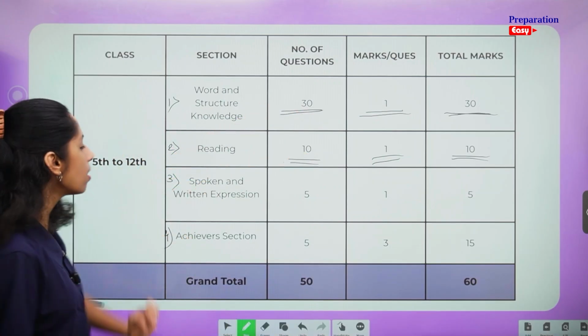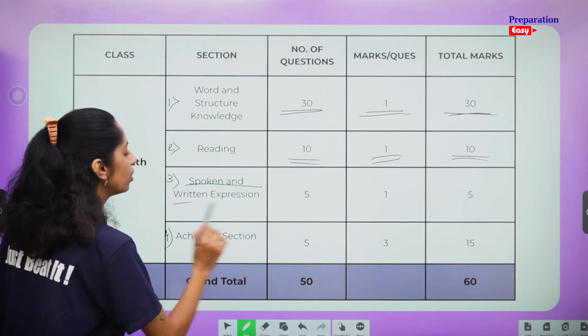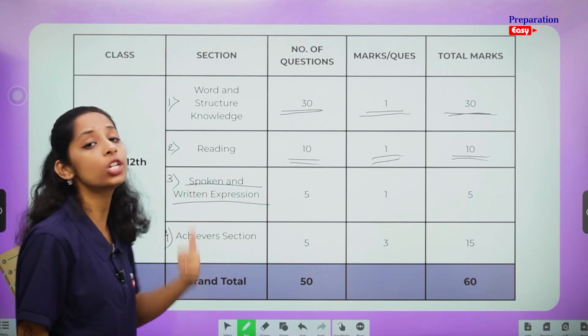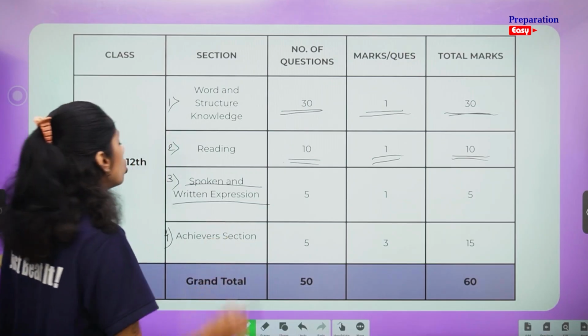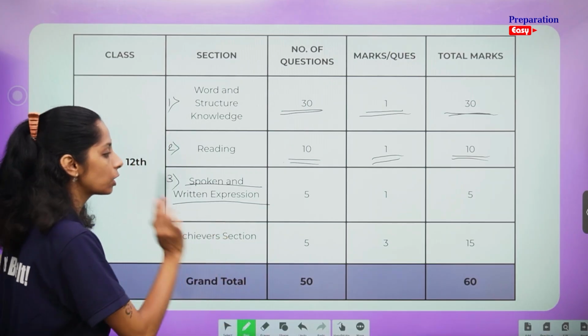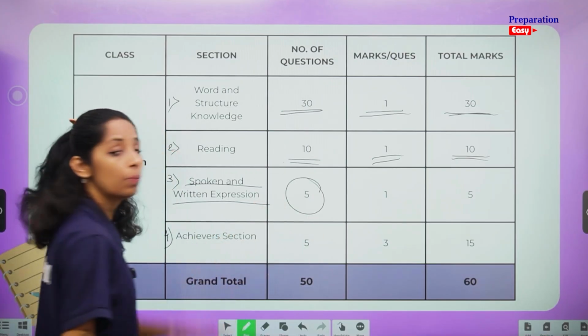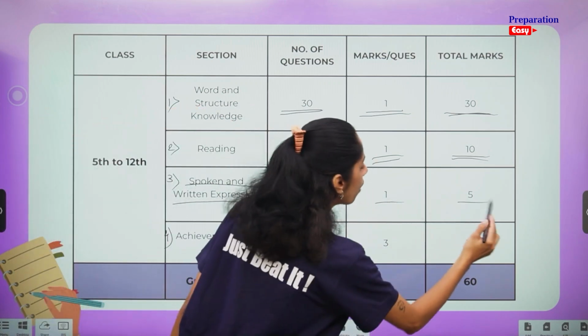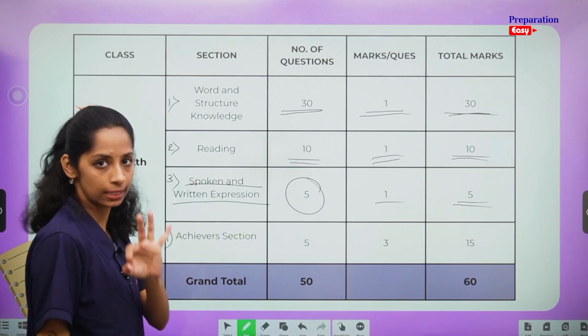10, 40 marks. Now spoken and written expression, where we see the emotional intelligence of the student. So for spoken and written expression, the questions will be 5, 1 mark for each. So total 5 marks for section 3.